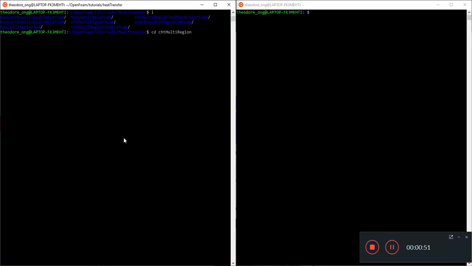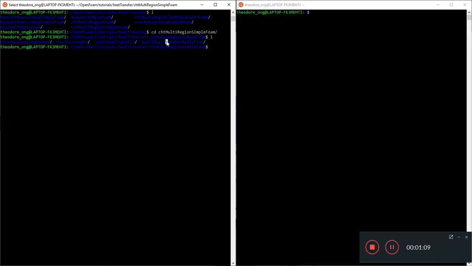So I'm in the chtMultiRegionSimpleFoam folder. And here we have 4 cases. If you're using the OpenFOAM v1906 version or v1812, that's the ESI version, there's externally coupled heater, heat exchanger, Joule heating solid, and multi-region heater with radiation. So let's see what's inside the externally coupled heater.